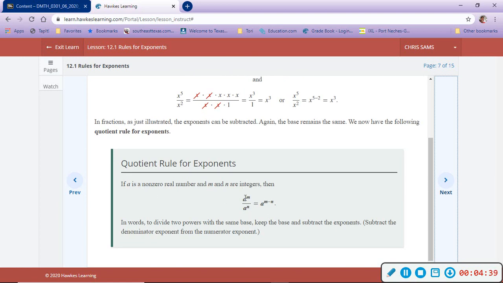Non-zero real numbers, same base, subtract the exponents.